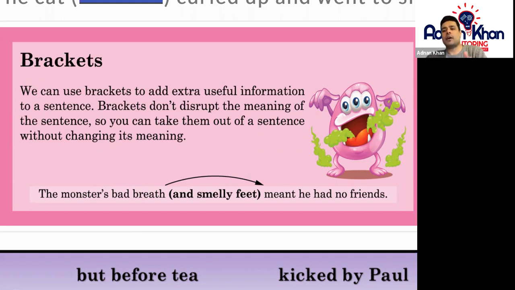But once we've integrated the brackets in here, it reads as the monster's bad breath and smelly feet meant he had no friends. So the brackets, and parenthesis is another word for brackets, basically means that you're just providing that extra information. And even if you don't read the brackets, even though you have the brackets in front of you, the sentence still makes sense. So for example, the monster's bad breath meant he had no friends. So we're just adding that extra information in the bracket that people can actually read, or in terms of instructions as well, just to give them that extra bit of information as well.